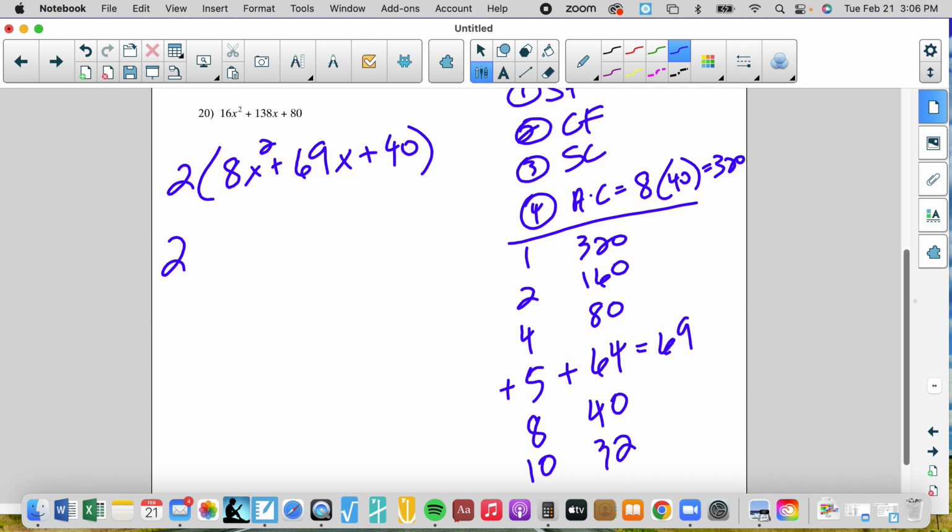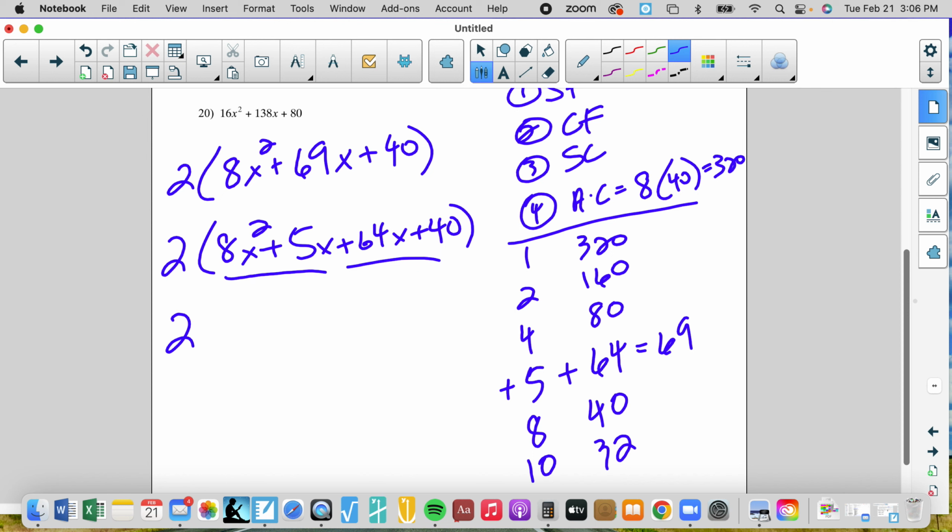So let's do 2, 8x squared plus 5x plus 64x plus 40. Okay, so we're going to factor those 2 out and factor by grouping. You're going to factor out an x. That gives you 8x plus 5.